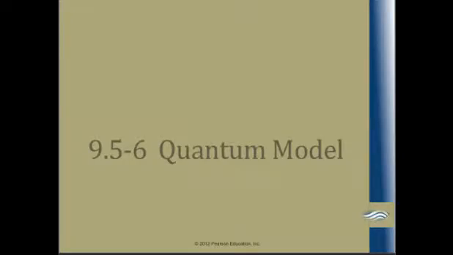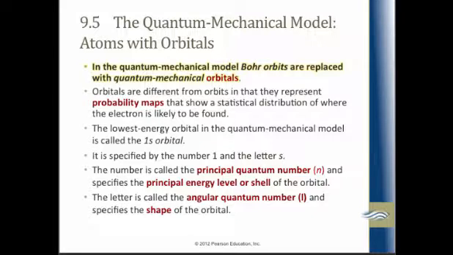The video that you just saw transitions you into the ideas of the quantum model, in that the electron is not in a fixed orbit but is in a probability region called an orbital. And that's the primary difference between the Bohr model and the quantum model. The Heisenberg uncertainty principle tells us that we cannot simultaneously know the position and the velocity of the electron. Instead, we have to look at probability maps, and these are called orbitals.